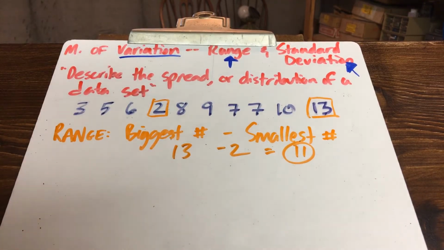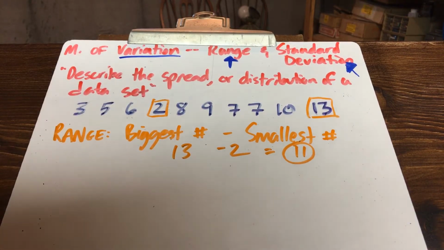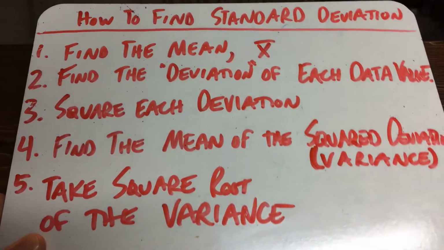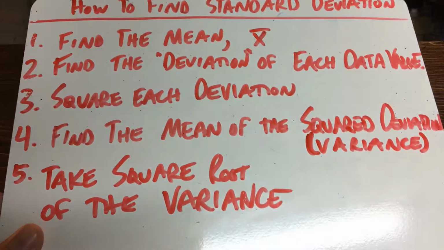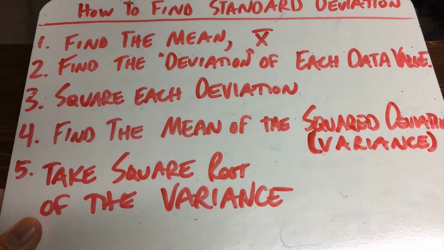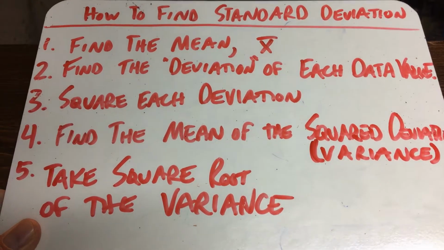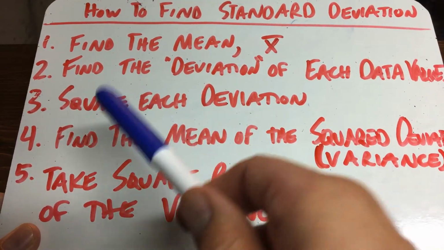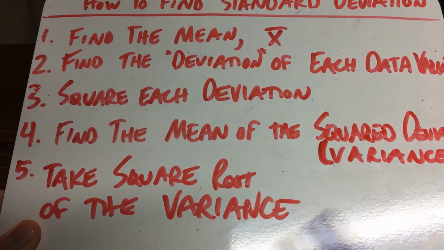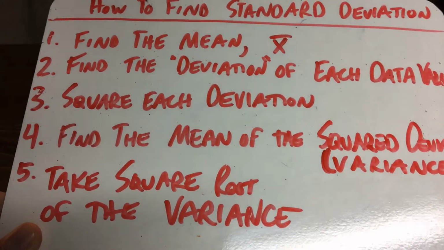What you haven't done before is standard deviation. And standard deviation is kind of crazy. It involves a lot of steps. Let me show you what the steps are for how to find standard deviation. Look at this. How to find standard deviation. Step 1, you find the mean. Okay, not too bad. Step 2, find the deviation of each data value. That means tell me how far away each number is from the mean. Then, number 3, you take each one of those answers, you square them. Then you find the mean of those answers, which is called the variance, and then you do the square root of that answer, which is going to give you your standard deviation. So it has 5 steps.